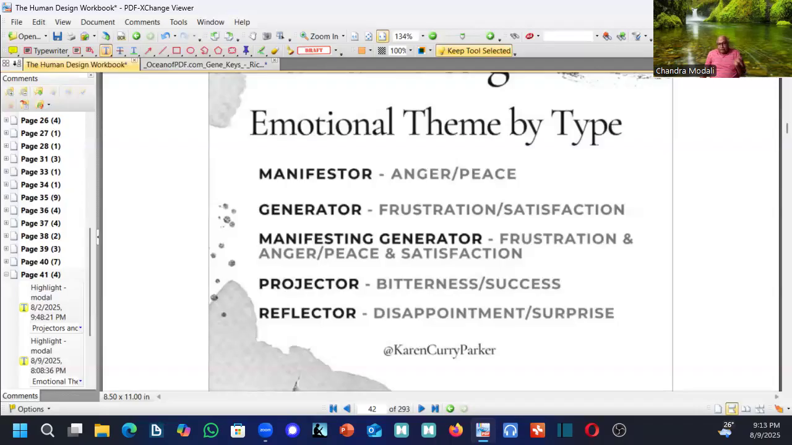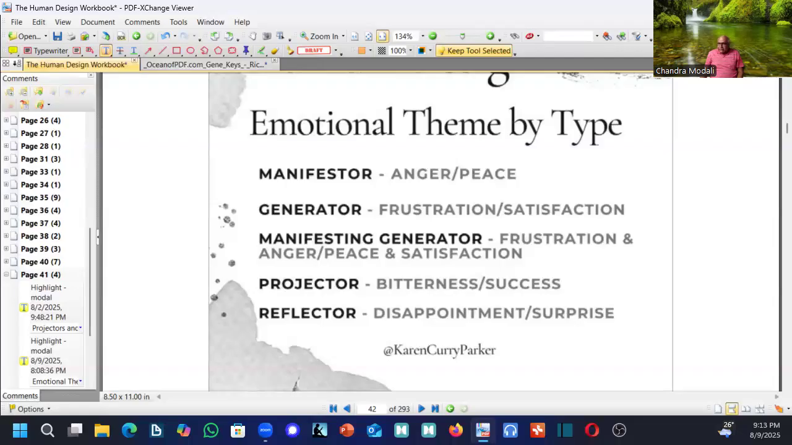But I have learnt my lessons, so that my frustration today is actually governed by the satisfaction that I derive. So, a manifesting generator has frustration and anger, peace and satisfaction. He has got all these, so he has more emotional turmoil to deal with.